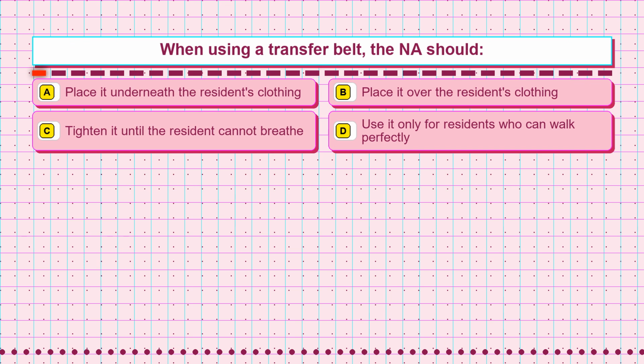Question 57. When using a transfer belt, the nurse should: Option A, place it underneath the resident's clothing. Option B, place it over the resident's clothing. Option C, tighten it until the resident cannot breathe. Option D, use it only for residents who can walk perfectly.